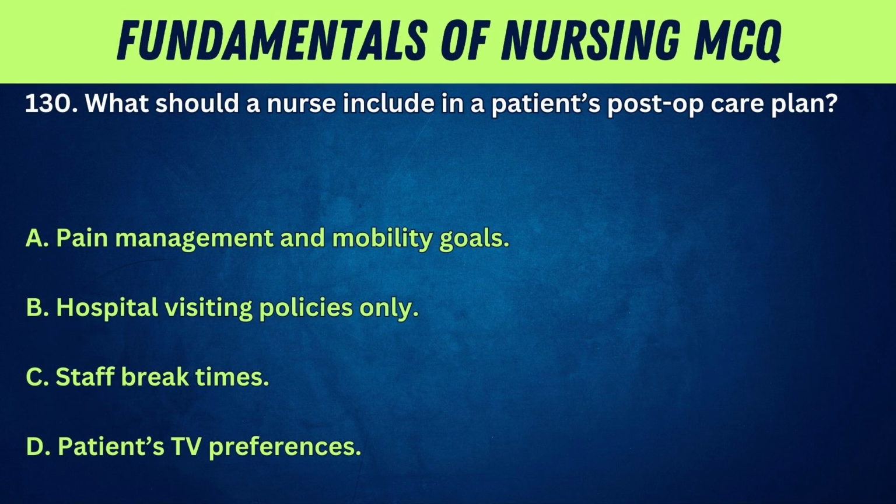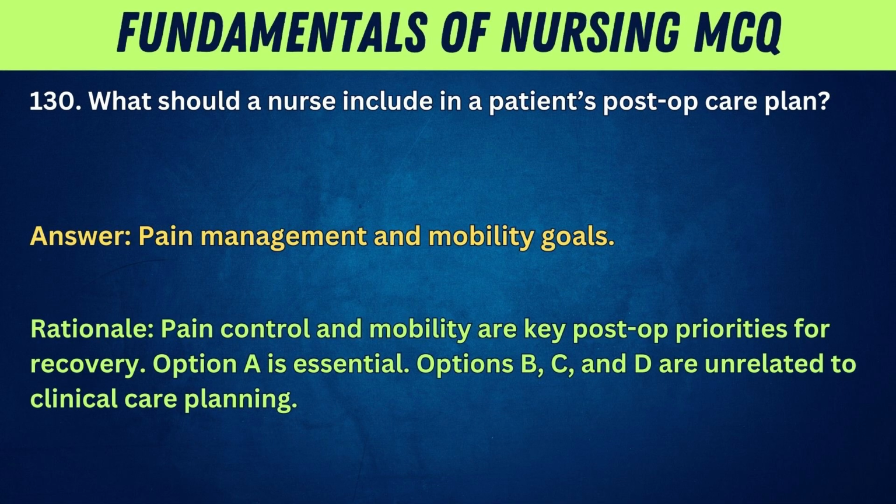130. What should a nurse include in a patient's post-op care plan? A. Pain management and mobility goals. B. Hospital visiting policies only. C. Staff break times. D. Patient's TV preferences. Answer. Pain management and mobility goals. Rationale. Pain control and mobility are key post-op priorities for recovery. Option A is essential. Options B, C, and D are unrelated to clinical care planning.